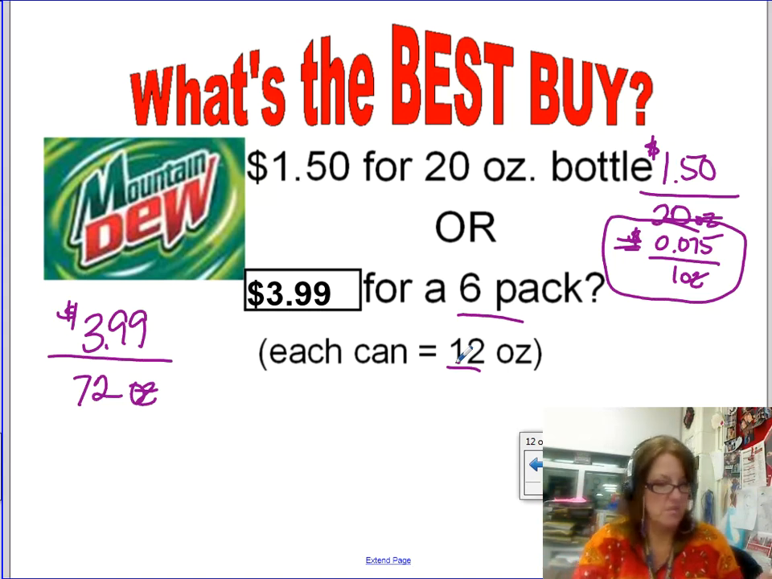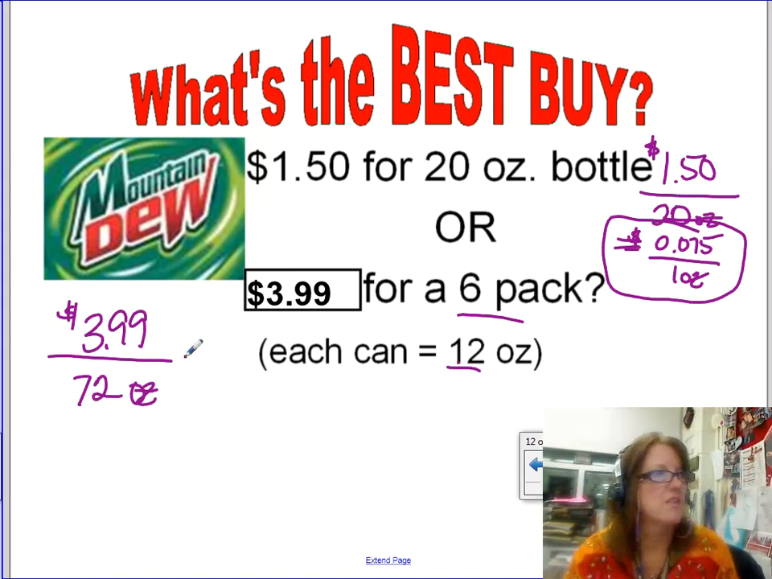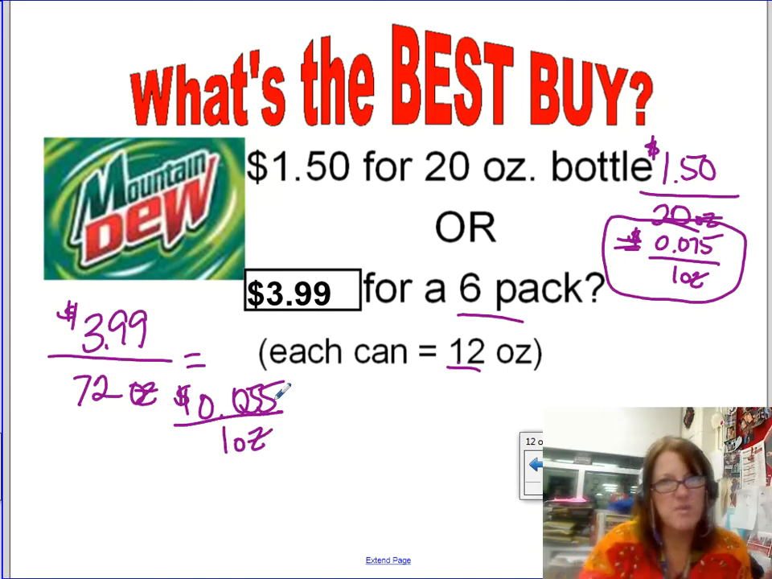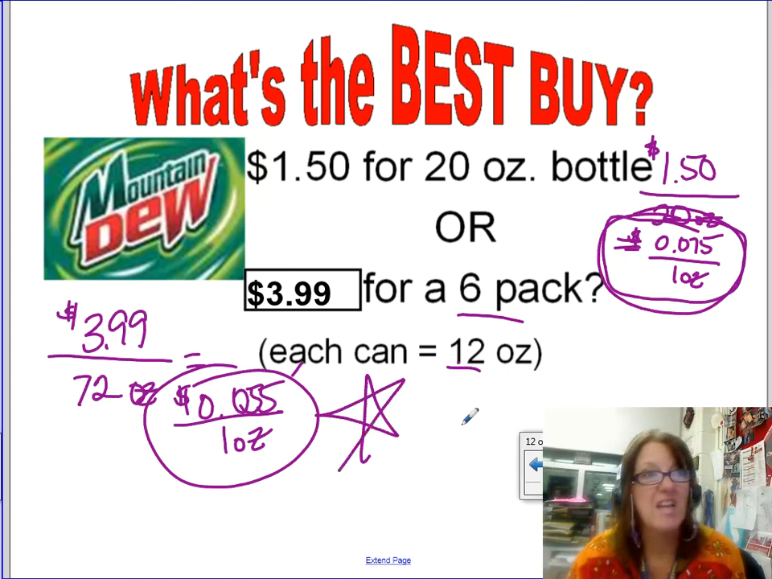All right, this one I know for sure I cannot do in my head. $3.99 divided by 72 is, when you crank that out on your calculator, here's what you get: 0.055. And do you notice how this goes on and on? But the big thing I want you to notice here is that this number, 0.055, is smaller than 0.075. That means the 6-pack is the better buy. You're actually paying less per ounce of soda. See why you need the calculator today?